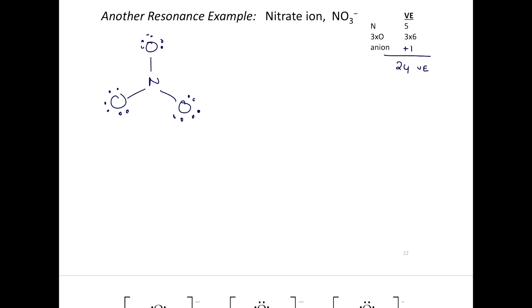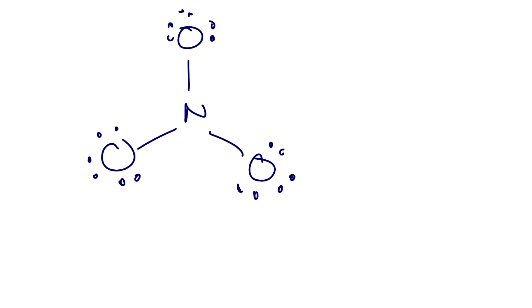So I completed the octets of all of the oxygens, but I have no extra electrons for that central nitrogen, and that's a problem, because look at nitrogen. Does it have a complete octet? No, it needs how many more electrons? 2 more electrons. So I can achieve that by moving a set of electrons to make a double bond to nitrogen instead. But here's the thing. We need to make 1 double bond, but where is the double bond going to go?